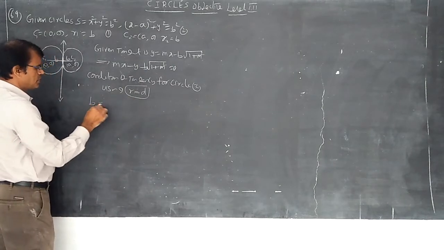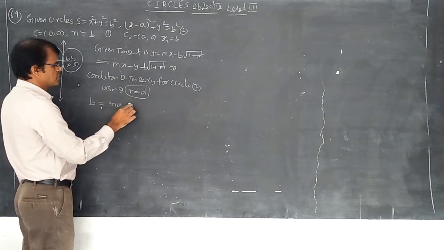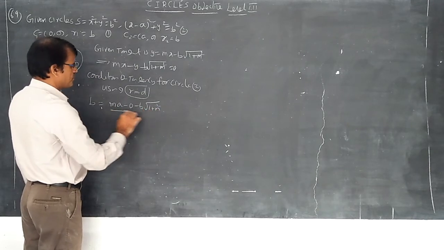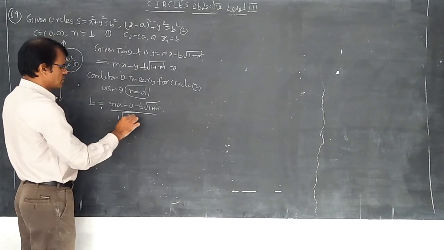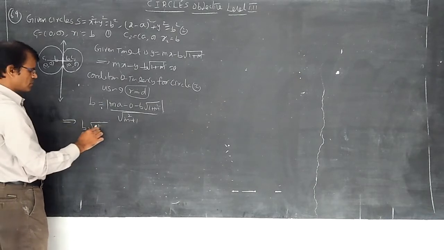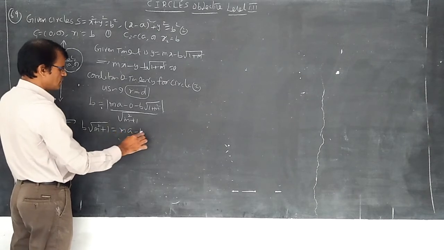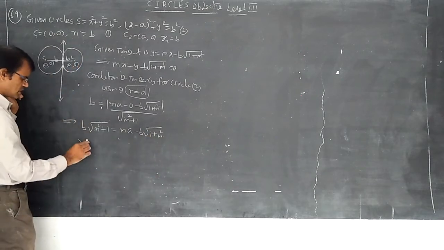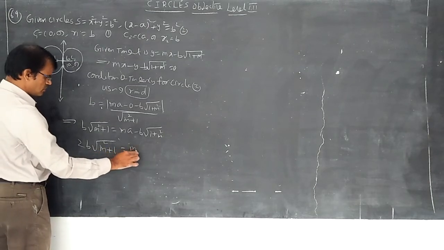So what is r? The center is (a, 0), and the tangency condition gives r = |ma − 0 − b√(1+m²)| / √(m²+1) = b. By cross multiplication, b√(m²+1) = ma − b√(1+m²). Taking the minus b to this side, it becomes 2b√(m²+1) = ma.